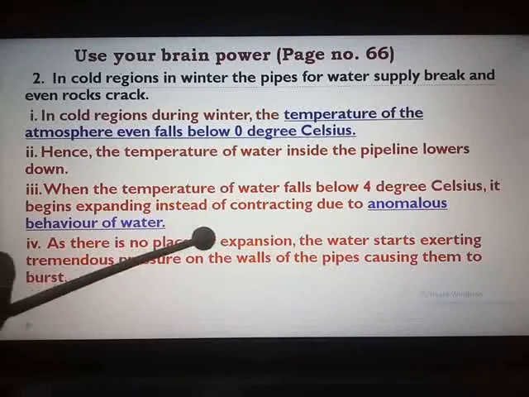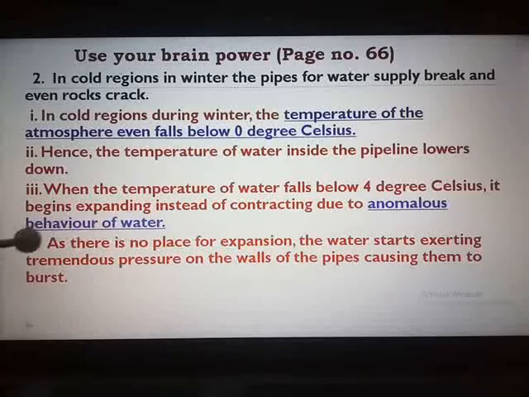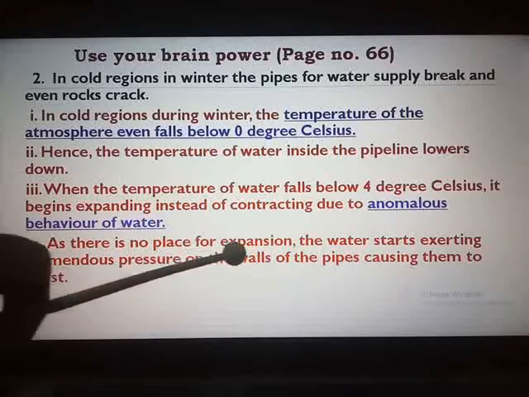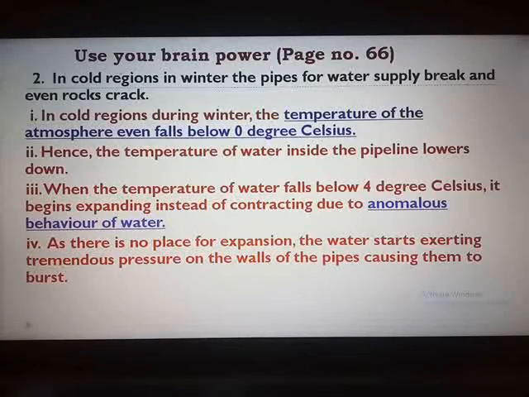As there is no place for expansion, the water starts exerting tremendous pressure on the walls of the pipes, causing them to burst or to break. As water cools it should contract, but it starts expanding due to anomalous behavior. And when it starts expanding and finds no place for expansion, it starts exerting pressure on the walls of the pipes, and at a stage the pipes burst. So that is the answer.